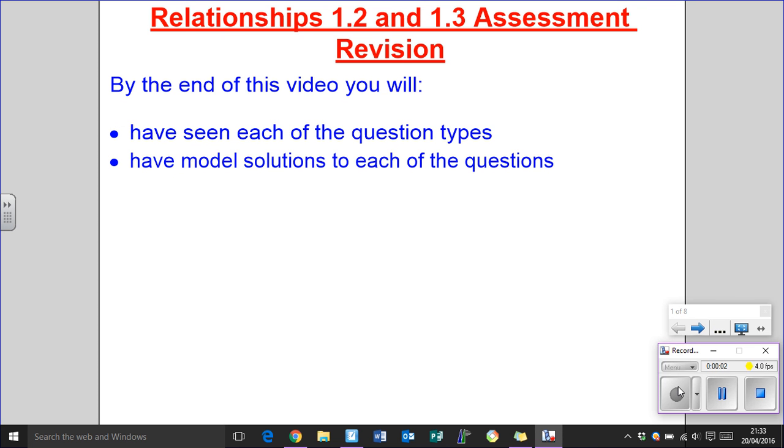This is a video covering Assessment Standards 1.2 and 1.3 from the Relationships Unit, and this is both of the quadratic assessment standards. By the end of this video, you'll have seen each of the different question types and also have model solutions to each of those questions to ensure that you achieve full marks.